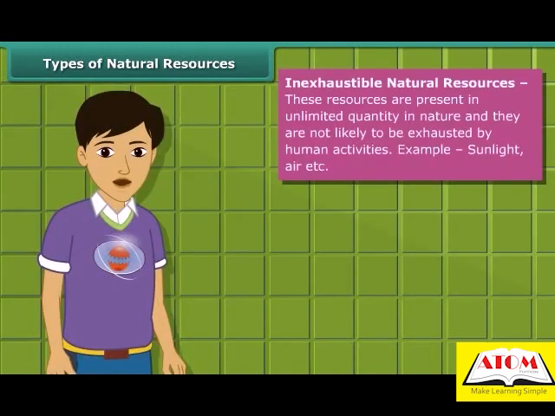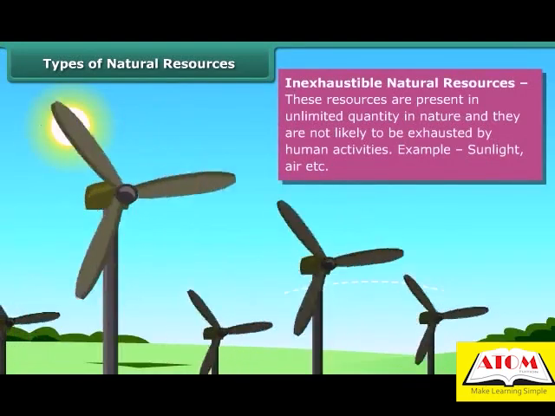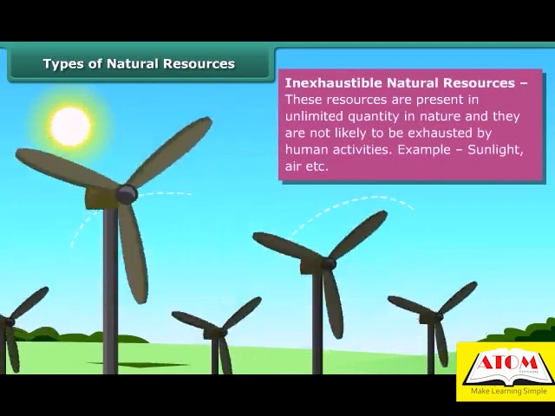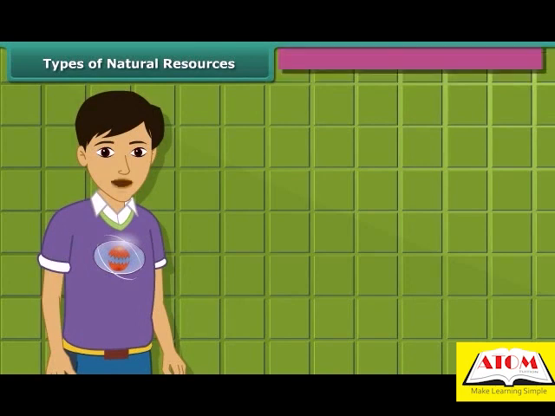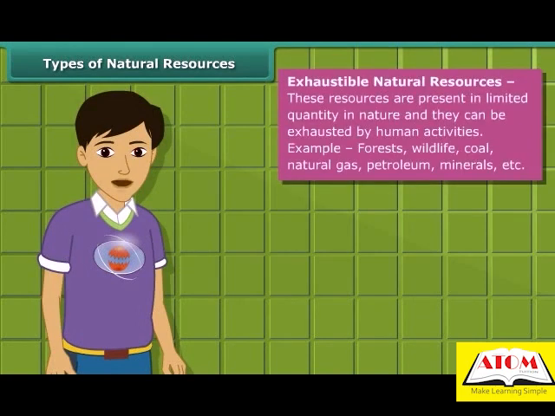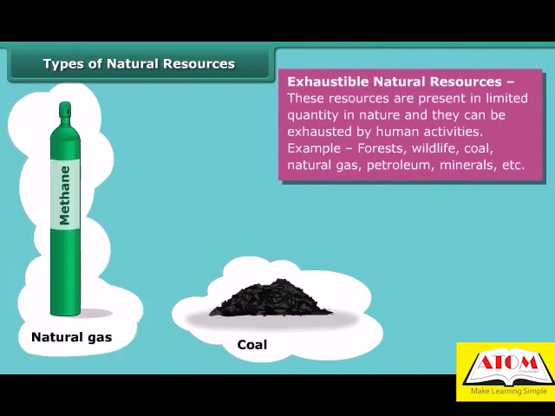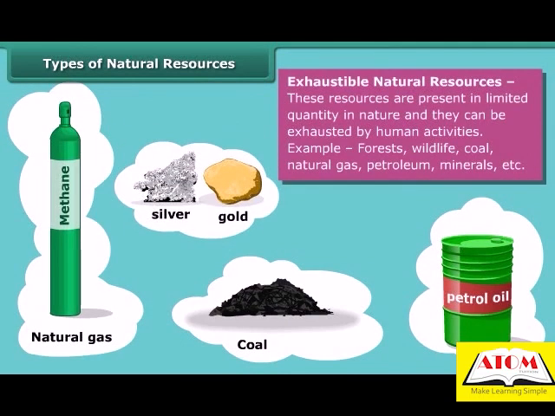Inexhaustible natural resources are present in abundance, hence it is unlikely that they will be exhausted by any human activity. Sunlight and air are examples of such resources. On the other side, the amount of exhaustible resources is limited and they can be exhausted by human activities and consumption. Forests, wildlife, coal, natural gas, petroleum and minerals are examples of these resources.